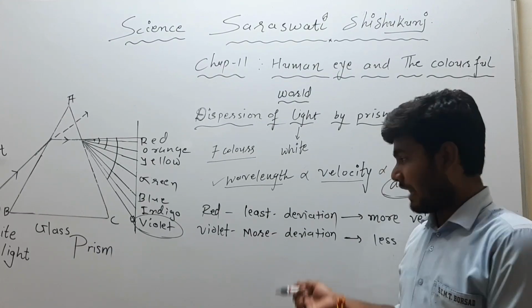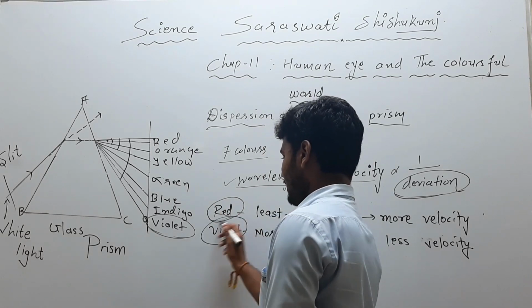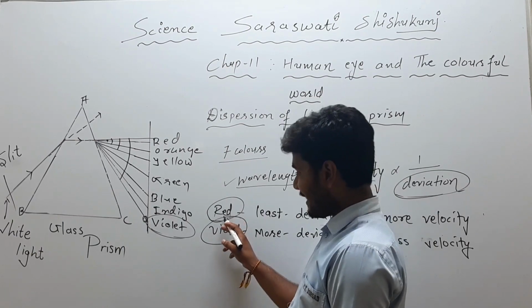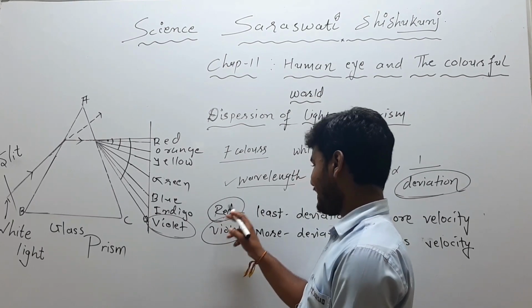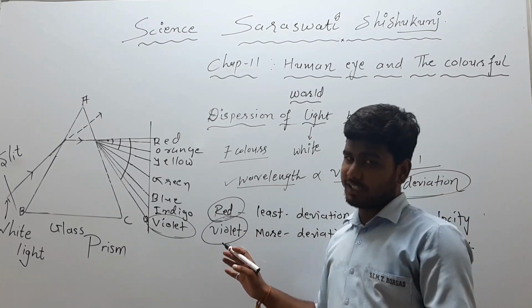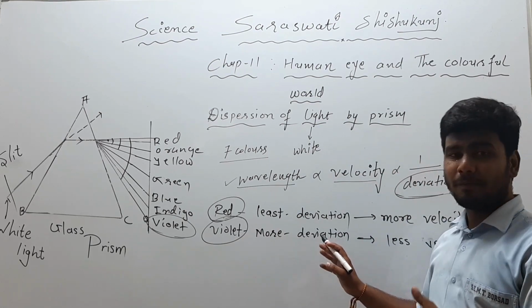As we have seen, the red color has the maximum velocity and the violet color has the minimum velocity. So with maximum velocity and maximum wavelength, red color will have very little deviation, and with minimum velocity and minimum wavelength, violet color will have very much deviation.